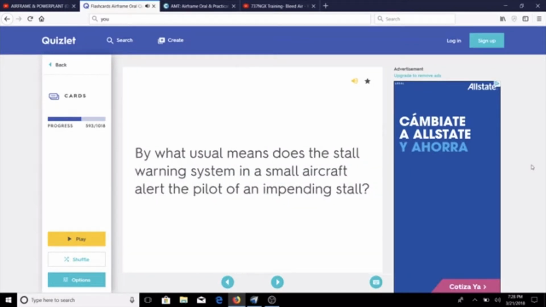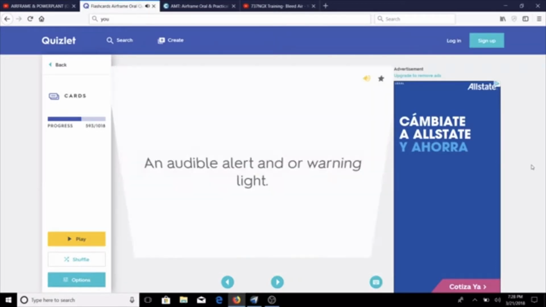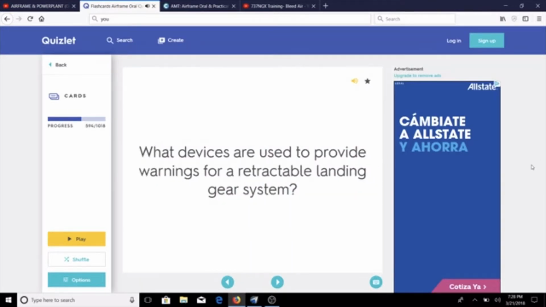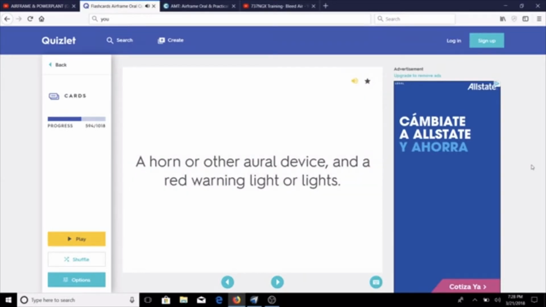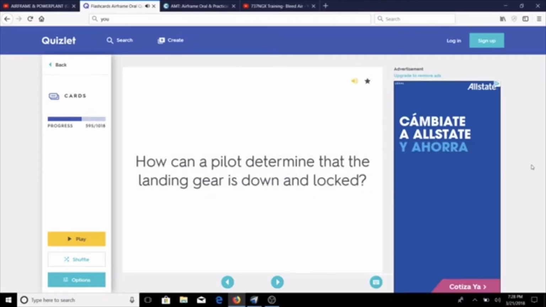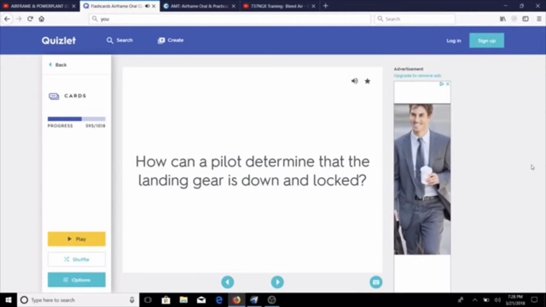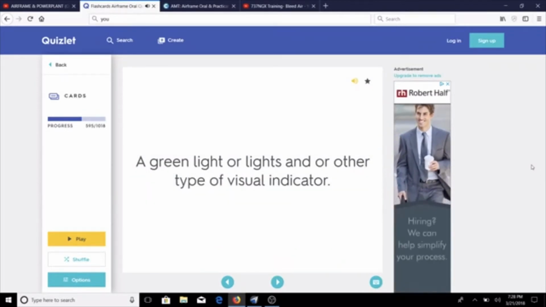By what usual means does the stall warning system in a small aircraft alert the pilot of an impending stall? An audible alert and/or warning light. What devices are used to provide warnings for a retractable landing gear system? A horn or other oral device and a red warning light or lights. How can a pilot determine that the landing gear is down and locked? A green light or lights and/or other type of visual indicator.